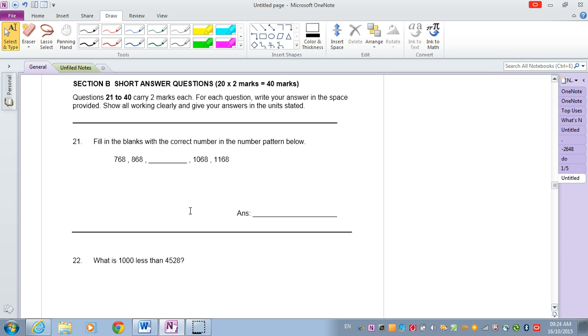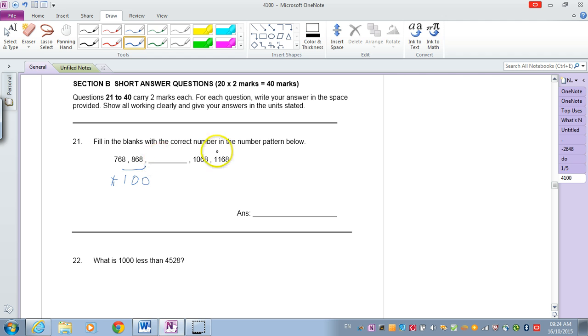Alright children, let's continue with section B. Okay, let's look at question number 21. Fill in the blanks with the correct number in the number pattern. This is a number pattern, so same thing, you have to look carefully at the two numbers. Okay, let's look at two numbers first. Let's look at 768 and 868. How are they related? Okay, we can tell that I have to use 768 plus 100 to give me 868.